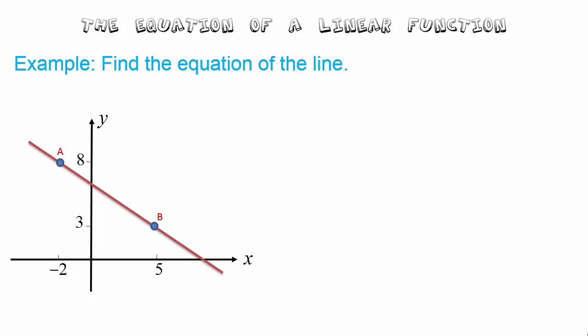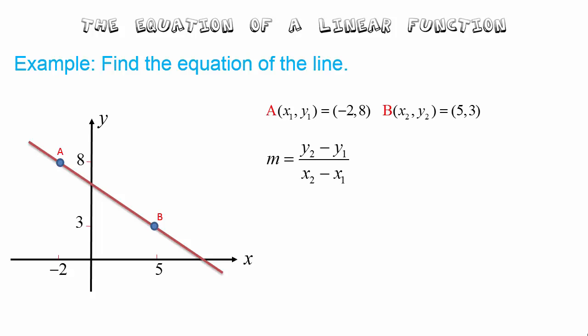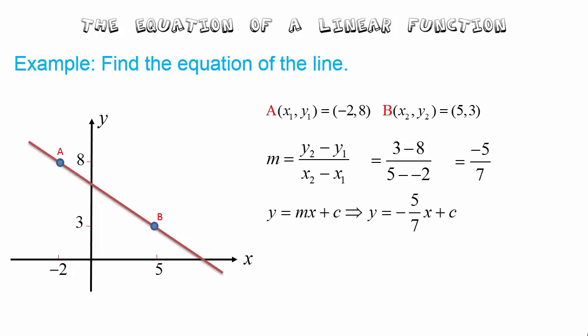What about if we don't know the y-intercept, as shown here in this graph, but we are given two points A and B? So firstly, let's write down the coordinates of each of those points. Coordinates of A, -2, 8, and the coordinates of B, 5 and 3. Let's work out the gradient first using rise over run. There's our expression for the gradient, y2 minus y1 over x2 minus x1. Making the substitutions, we have 3 minus 8 over 5 minus -2, which simplifies to the fraction -5 over 7. So putting that value for the gradient in our equation, we have y equals -5 over 7 x plus c.